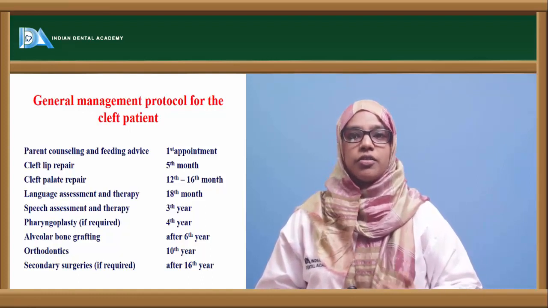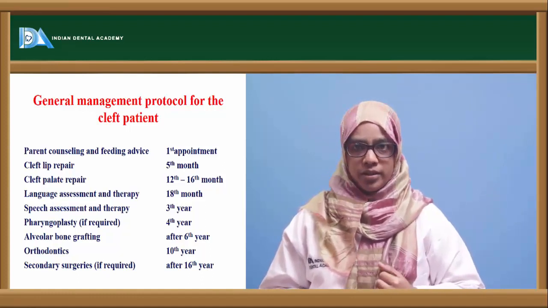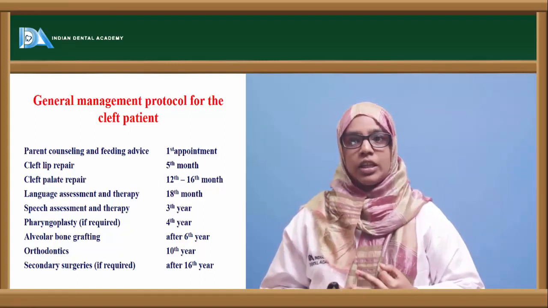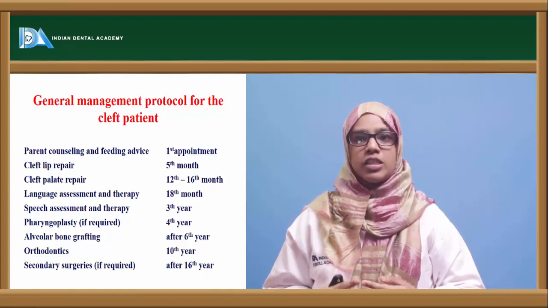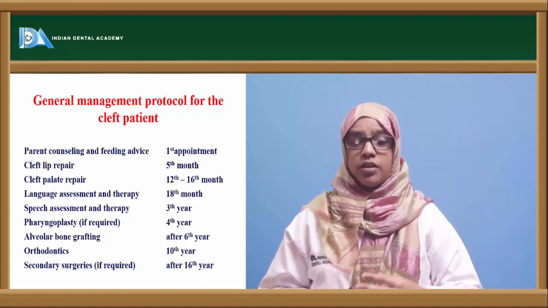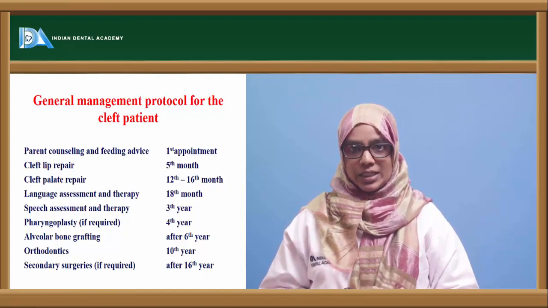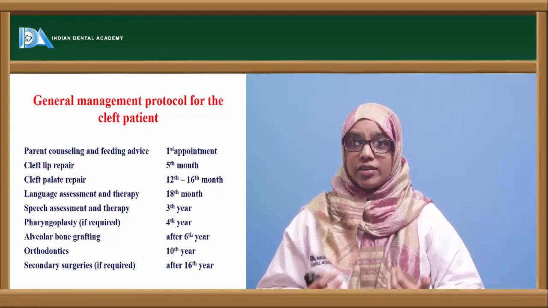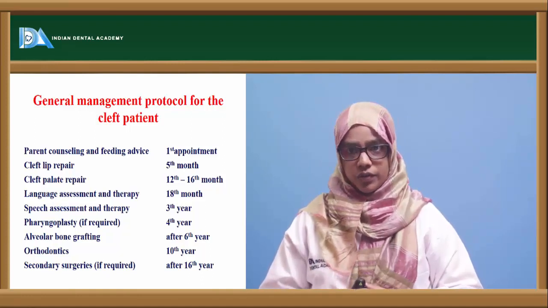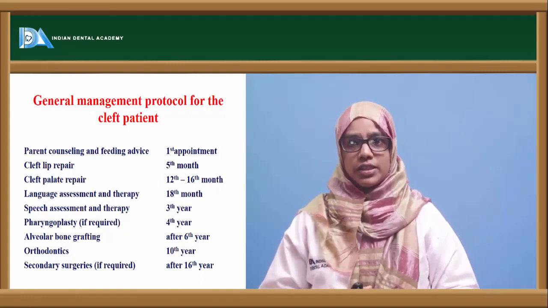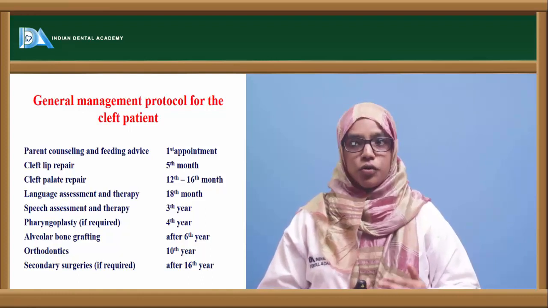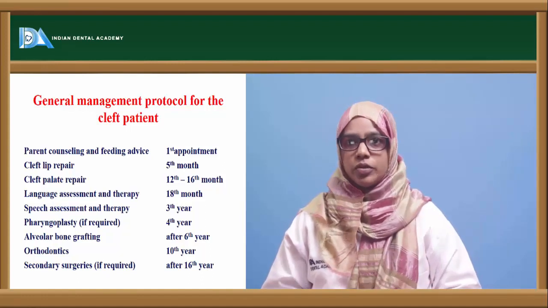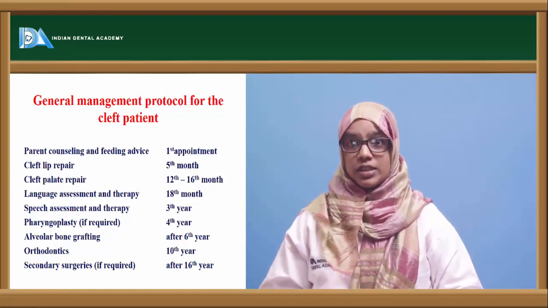Then comes the surgical repair of the lip at the age of around 5 months. After the lip, we address the palate at the age of around 12 to 16 months. Then you do language assessment at 18 months and speech assessment at 3 years of age. If required, you do a pharyngoplasty or soft tissue redo palate procedure to enhance the speech and decrease the hypernasality at 4 years of age. Alveolar bone grafting is done after the age of 6 years. Orthodontics is done after the age of 12 years or 10 years. And secondary surgical procedures like rhinoplasty are done after 16 years.